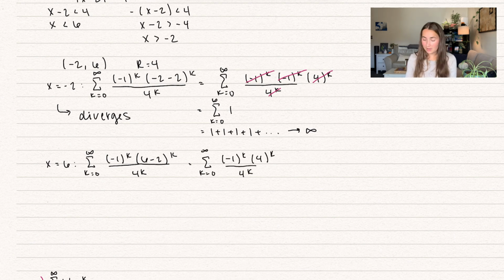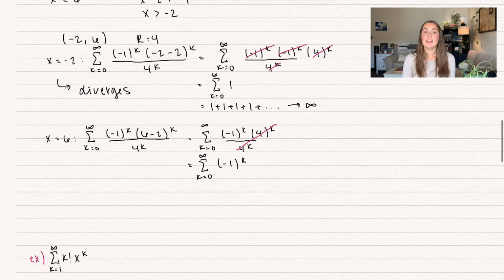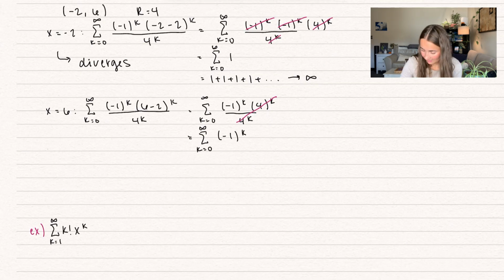Okay, so let's notice what cancels out. We get that the 4 to the k both cancel out. So we're left with the summation of k equals 0 to infinity of -1 to the power of k. Now, this is going to alternate between -1 and +1. If we plug in 0, we get -1 to the 0 is equal to 1, and then we get -1 plus 1 minus 1 plus 1, and so on and so forth.